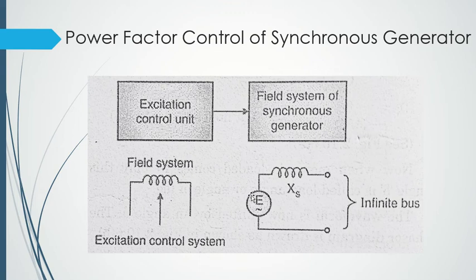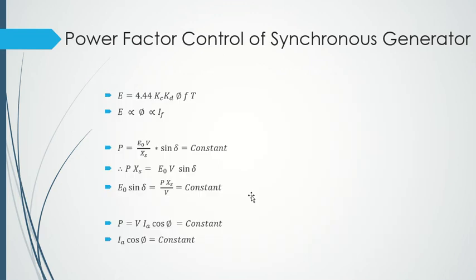The EMF of the alternator will change as per the excitation. Remember the formula of EMF: 4.44 Kc Kd phi f T. From this formula, 4.44 is constant, Kc and Kd are also constant, the number of turns is also most of the time constant, and frequency we always try to maintain close to 50, if you are in Asia and the Asia Pacific region, so it can also be considered constant. So what is the variable here? Only phi, so my EMF will depend on my flux phi.